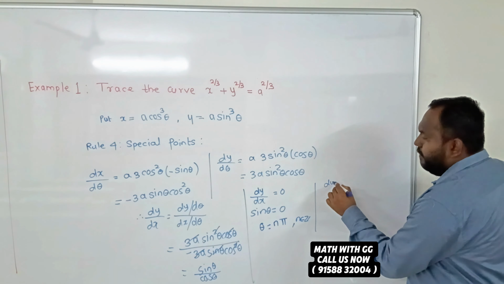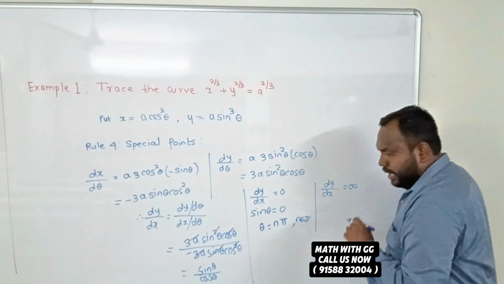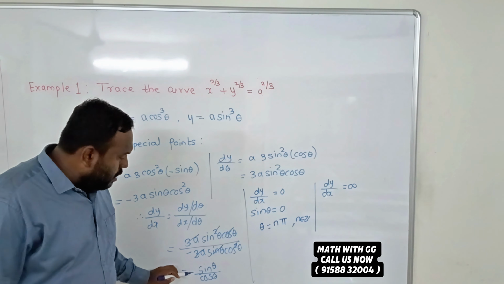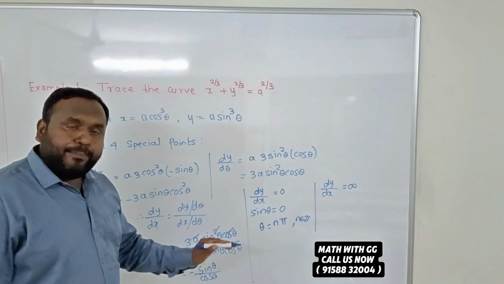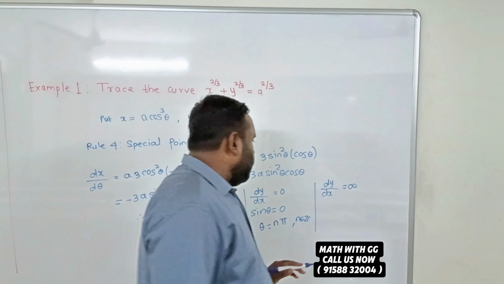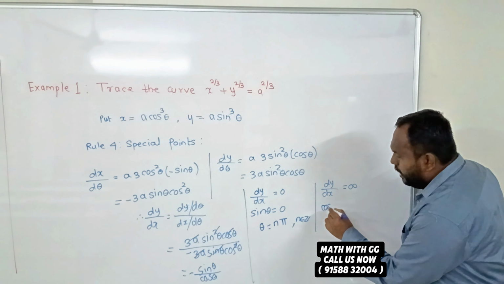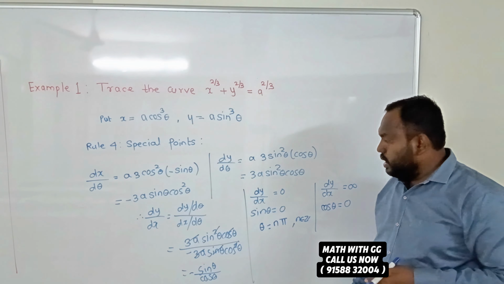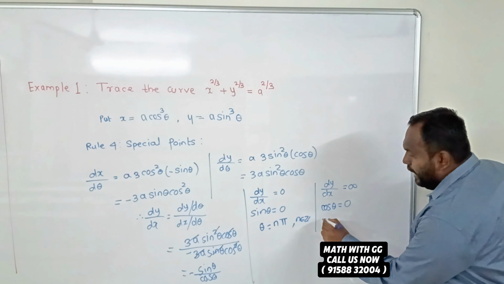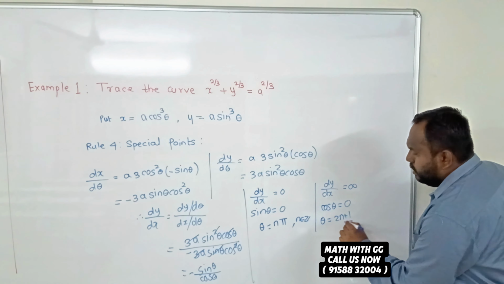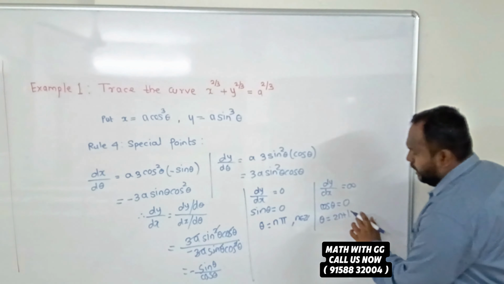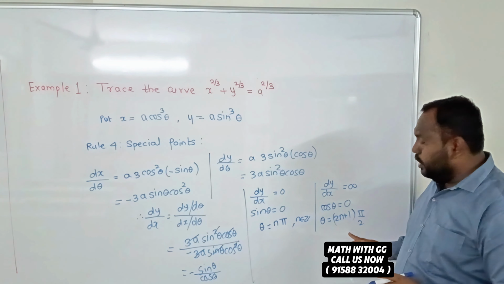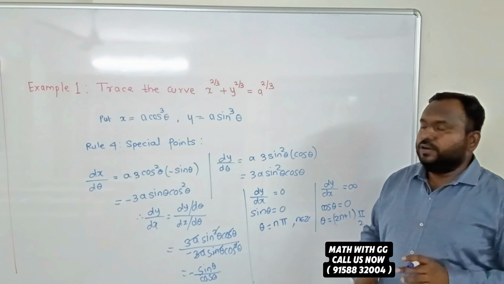Similarly, if we take dy by dx equal to infinity, that means sin theta upon cos theta equal to infinity. This will happen if and only if the denominator is 0. Therefore, this implies cos theta equal to 0. And we know that odd multiples of pi by 2 give us cos theta equal to 0. So, theta is equal to (2n plus 1) into pi by 2, where n is an integer. So, these are the special points of the curve.